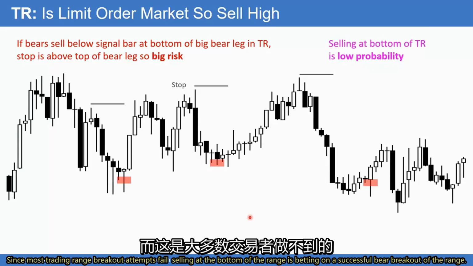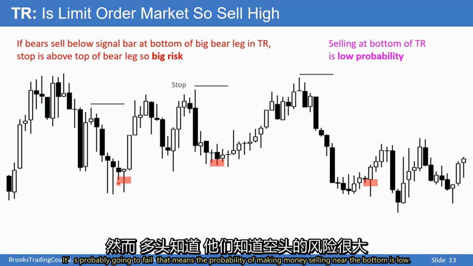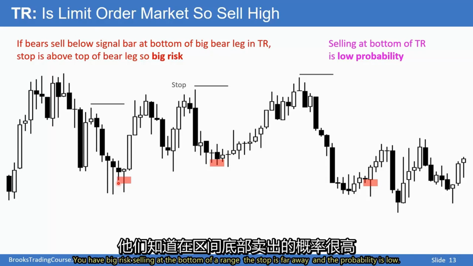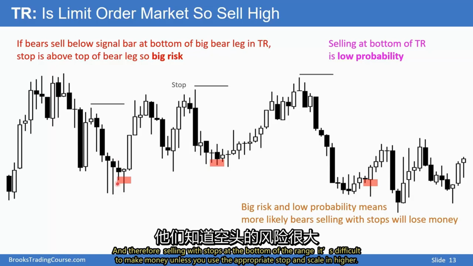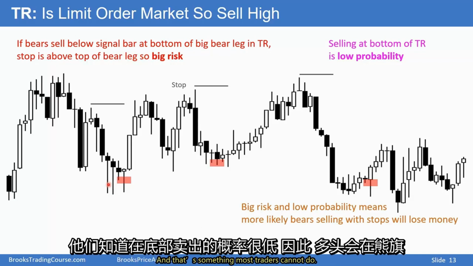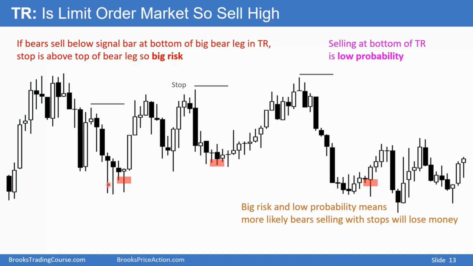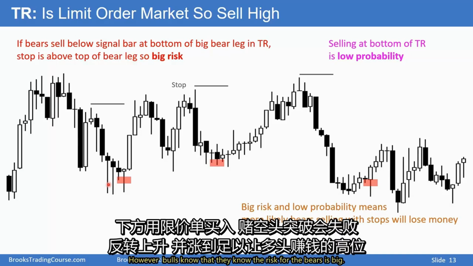Since most trading range breakout attempts fail, selling at the bottom of the range is betting on a successful bear breakout of the range. It's probably going to fail. That means the probability of making money selling near the bottom is low. You have big risk selling at the bottom of a range. The stop is far away, and the probability is low. And therefore, selling with stops at the bottom of the range, it's difficult to make money unless you use the appropriate stop and scale in higher, and that's something most traders cannot do.